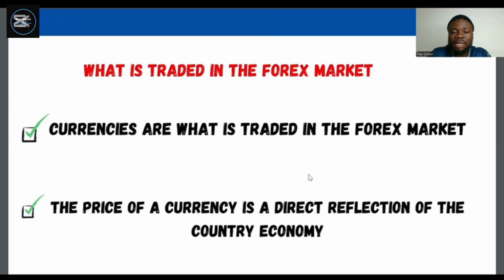So in the forex market, what we basically do is buy and sell currencies. That's the only thing that we do. We don't do anything other than buying and selling of currency. So it's always important to consider what is going on in the economy when you are trying to decide either to buy or sell in the forex market.